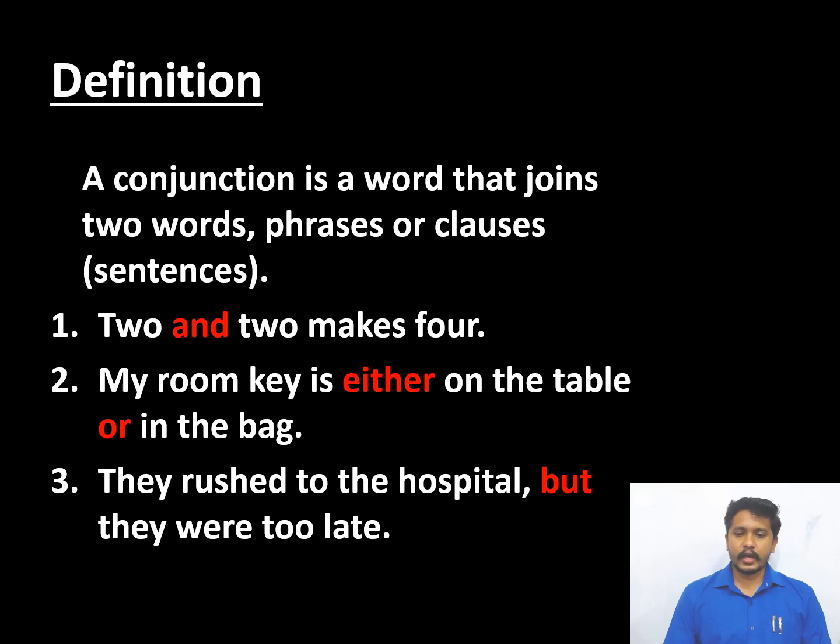Let us come to the third one. They rushed to the hospital, but they were too late. So what is the conjunction here? Yes, the conjunction is "but". We have to remember one important thing here. Look at the third example: they rushed to the hospital, but they were too late. Here the conjunction "but" is joining two clauses, two independent clauses.